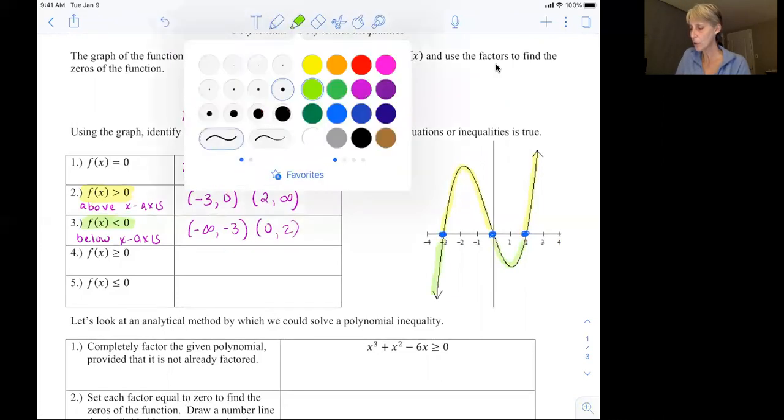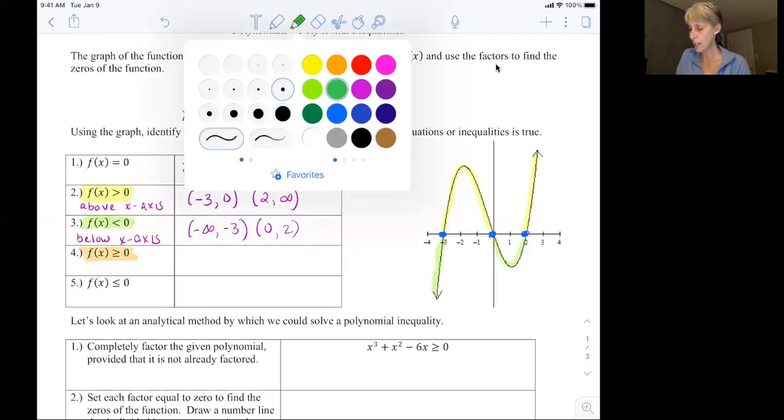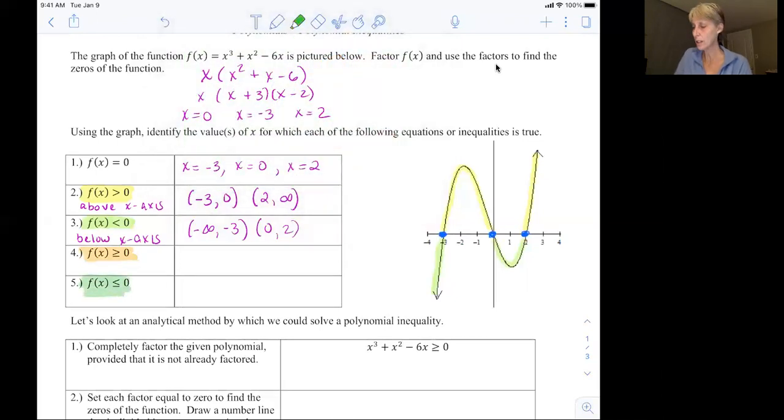Now, when we look at the next two, I want to include my zeros. If I look at these next two inequalities, we're including the zeros each time. So when it's greater than or equal to, we're going to include these pieces. So I have brackets defining the endpoints of my intervals. But we know we never have a bracket on an infinity sign, so we leave that with its parenthesis.